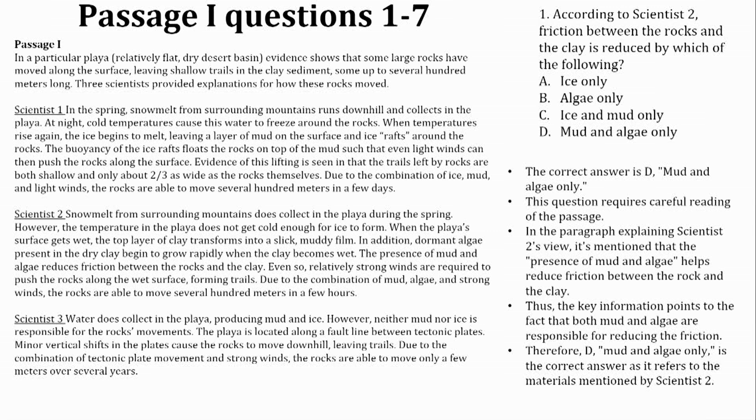This question requires careful reading of the passages. In the paragraph explaining scientist 2's views, it mentions the presence of mud and algae helps reduce the friction between the rocks and the clay. You can kind of see it there. It's about halfway through the passage, okay? Thus, the key information points to the fact that both mud and algae are responsible for reducing the friction. Therefore, D, mud and algae only, is the correct answer. It refers to the materials mentioned by scientist 2.